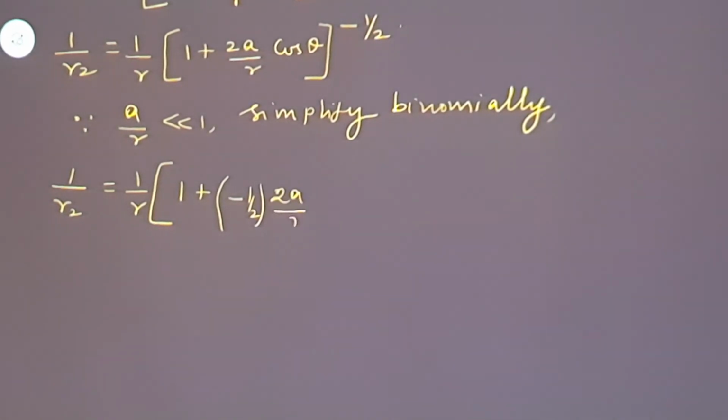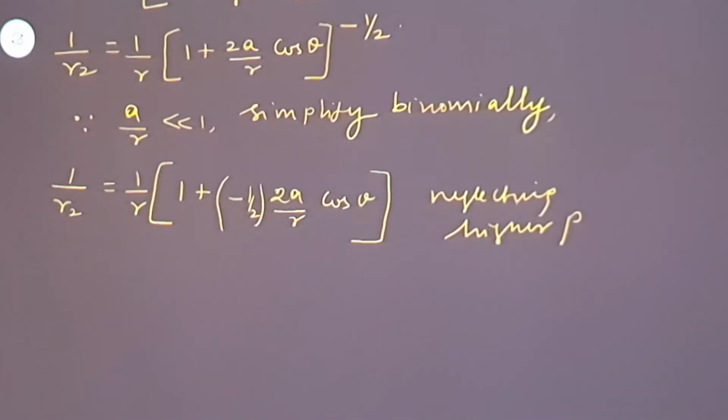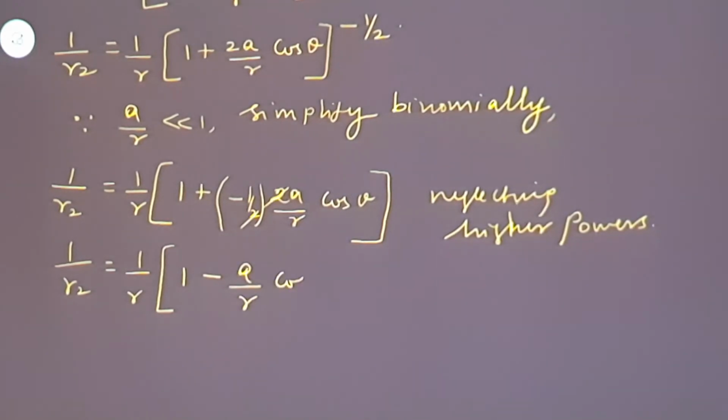and here I have to write 2a by r into cos theta, and here again neglecting higher powers. So, when you are neglecting the higher powers and taking the first term alone, 1 divided by R2 equal to 1 by R into 1. On simplifying, you will be able to get minus of A divided by R into cos theta. Take this as equation number 5.